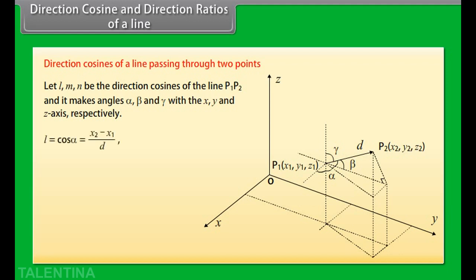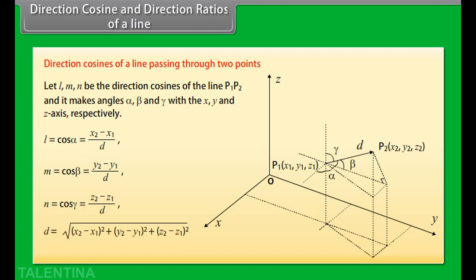The direction cosines are given as L equals cos alpha equals x2 minus x1 by d. M equals cos beta equals y2 minus y1 by d. N equals cos gamma equals z2 minus z1 by d. D equals square root of x2 minus x1 square plus y2 minus y1 square plus z2 minus z1 square.